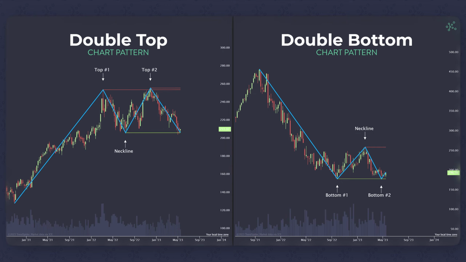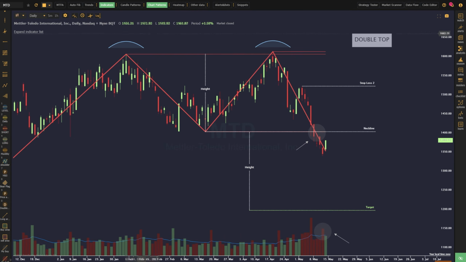The last pattern that every trader should know is the double top and double bottom. Double tops consist of 2 nearly equal highs with a moderate trough between them. A support line called the neckline connects the 2 lowest points between the peaks, and they typically form at the end of an uptrend, signaling a possible trend reversal.